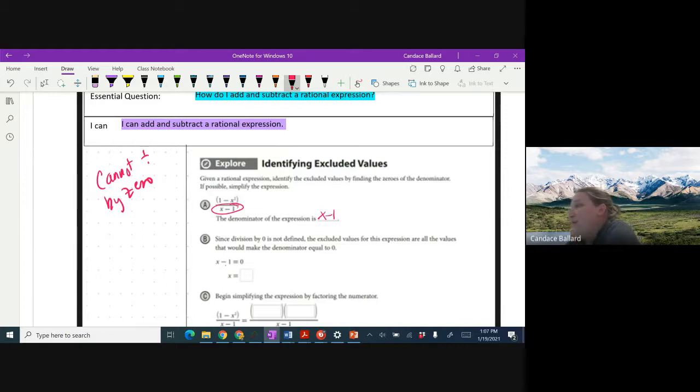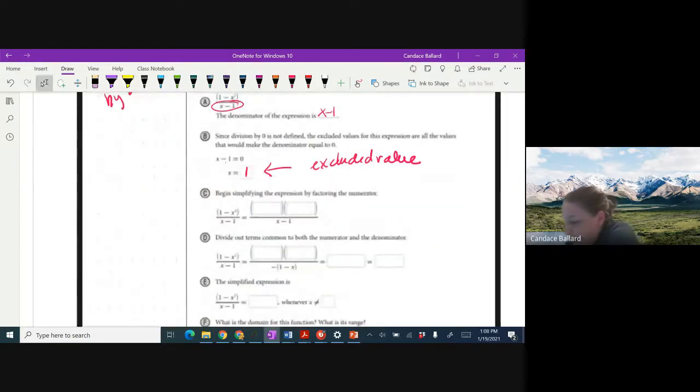And what would I get when I solve it? Can you tell me in the chat? What would I get when I solve it? Yes, we would get x equal to 1. So this here is the excluded value. I get that as an answer, but I cannot have it as an answer. And I think in this example, we're going to see the excluded value pop up here.